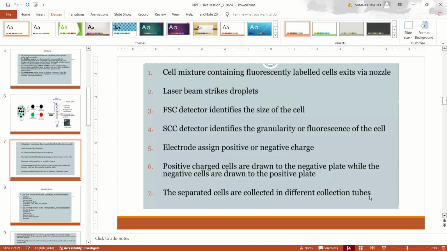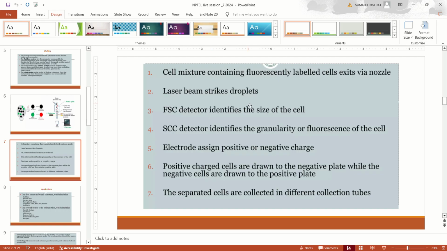Okay, so now let's see what else we need to know particularly about this. The cell mixture containing fluorescently labeled cells exits via the nozzle. This is your nozzle in the previous picture. Then the laser beam strikes the droplets. Then the forward scattering detector identifies the size of the cell, and the side scattering detector identifies the granularity or fluorescence of the cell. So that is why you have to have single cells.